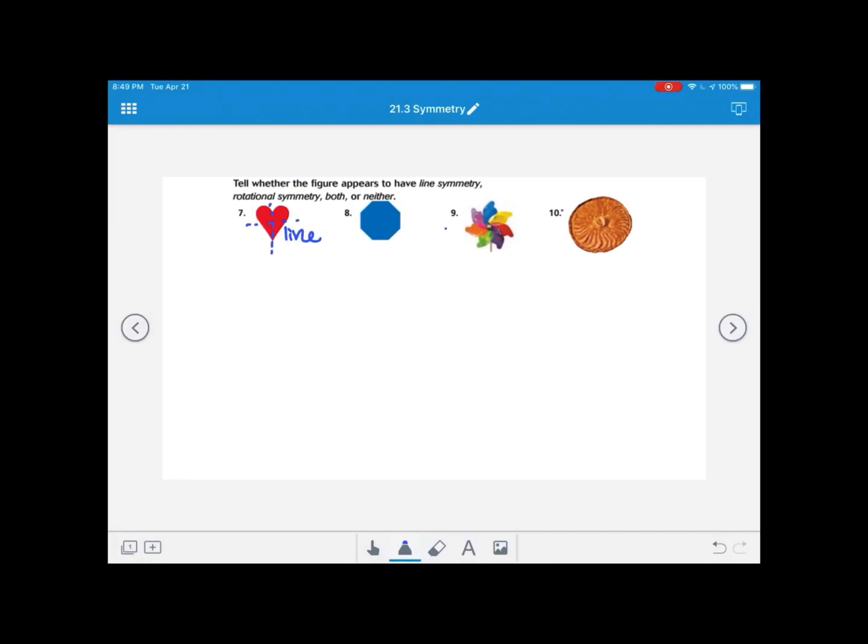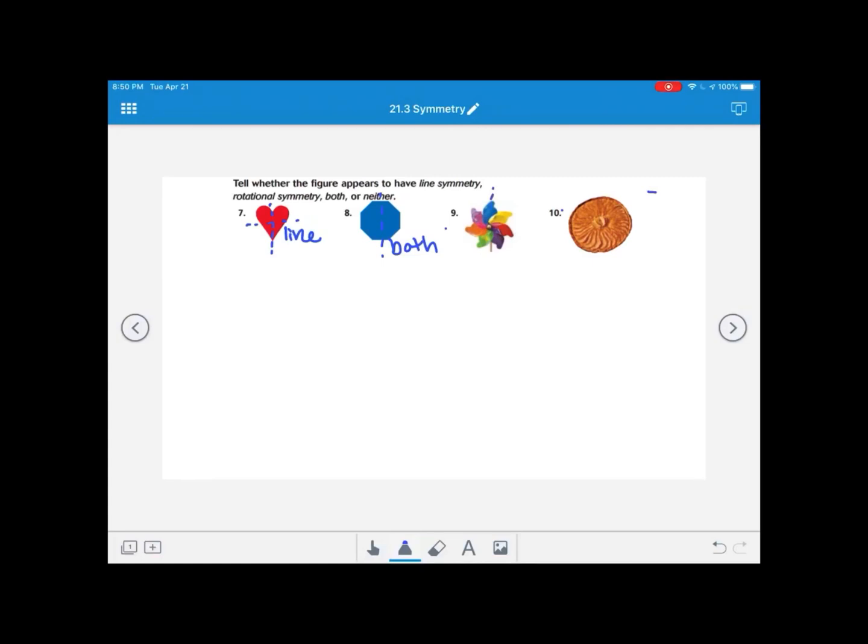Let's take a look at number 8. Number 8 has both. You could split it down the middle. We had an example like that in our notes. We also could rotate this around, and that would have rotational symmetry also. This pinwheel fan, this has rotational symmetry for sure. Let's see if it has line symmetry, though.